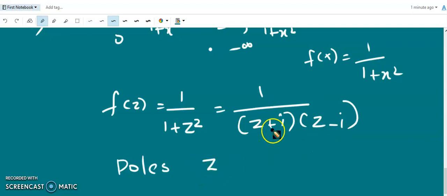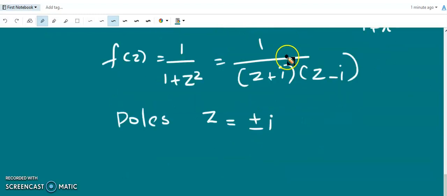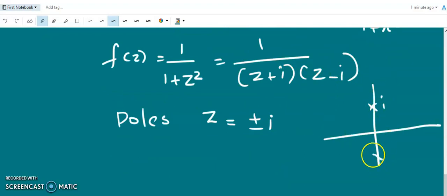So the poles are the points where the function blows up or the denominator goes to 0. So the poles are plus or minus I. We can mark the poles first, and we can see that the poles are plus I and minus I. Out of this, only this pole lies in the upper half plane.